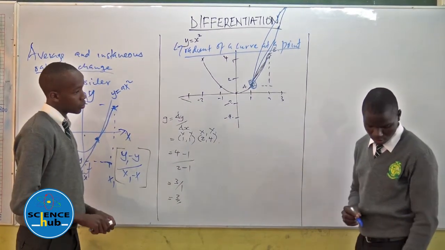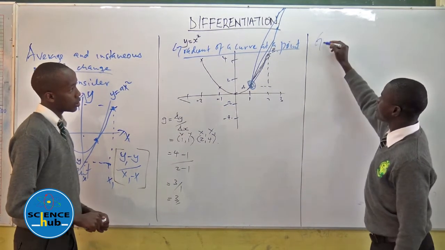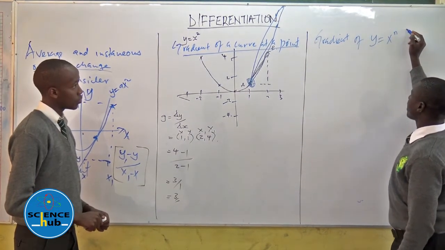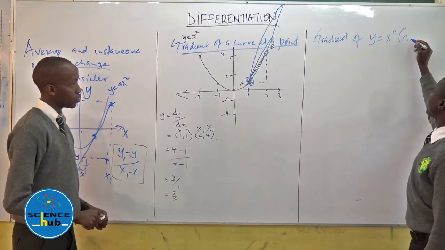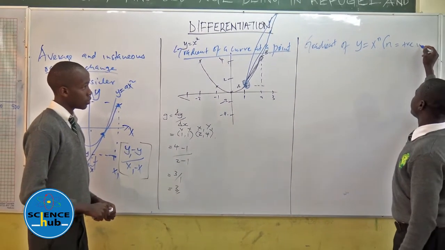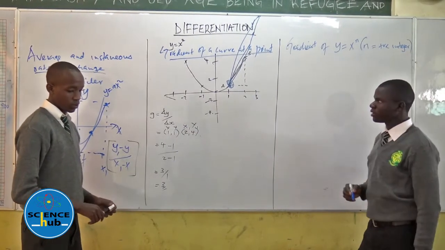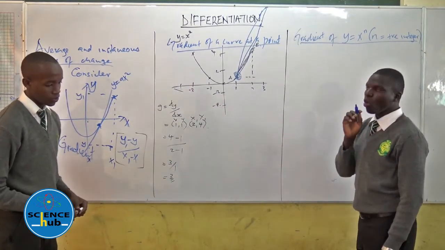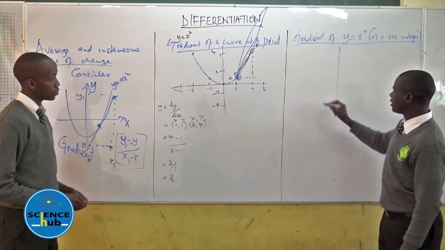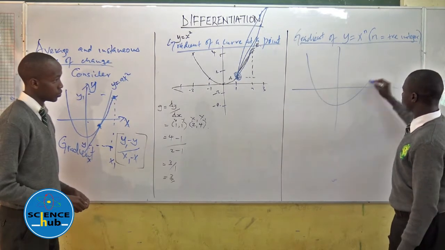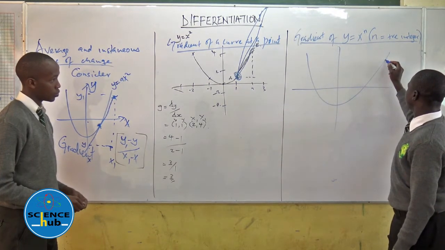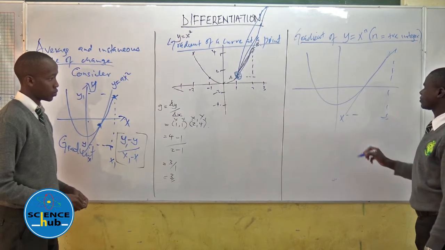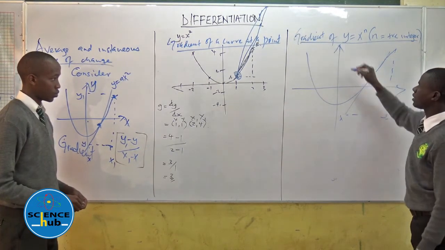Also, we are going to discuss the gradient of y equals x raised to n, where n is a positive integer or a positive number. Finding the gradient of y equals x raised to n, we will consider a curve. Let's say this is our curve, and these are the points. This is our x axis, and this is our y axis.